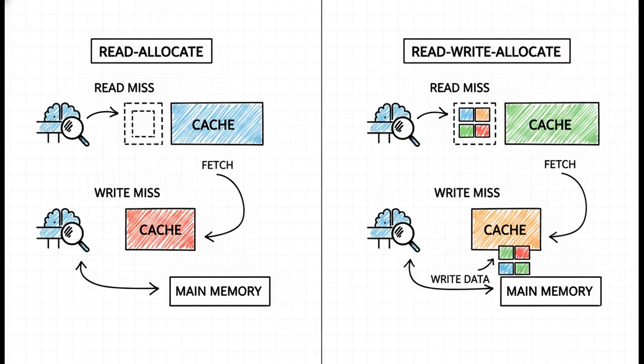The other strategy is read-write-allocate, which is a bit more aggressive. It'll allocate a line on either a read or a write miss. Now, that might sound more efficient, but there's a hidden cost for writes.